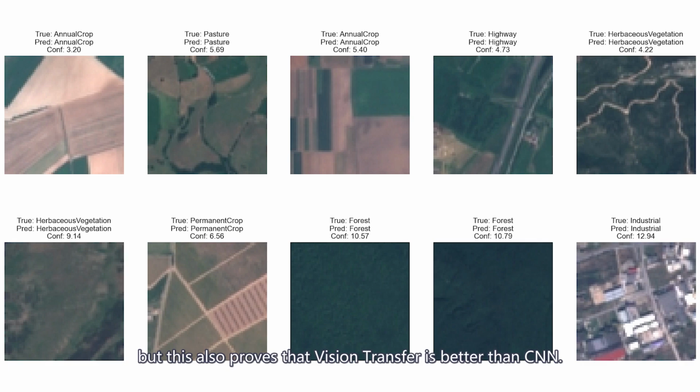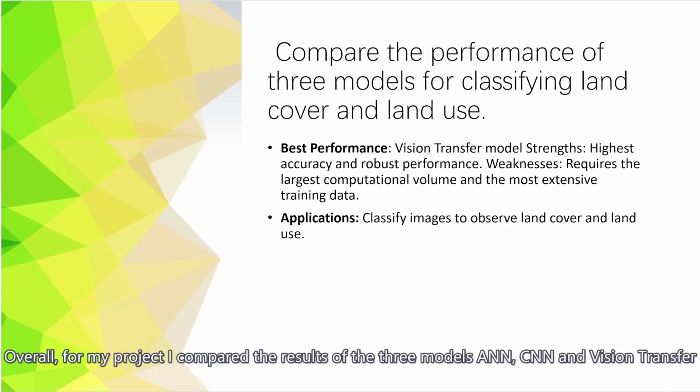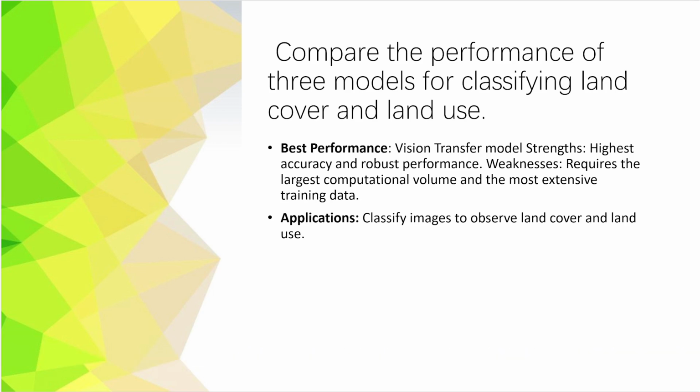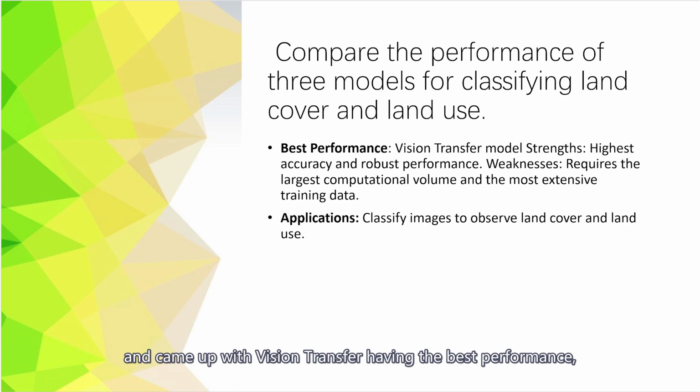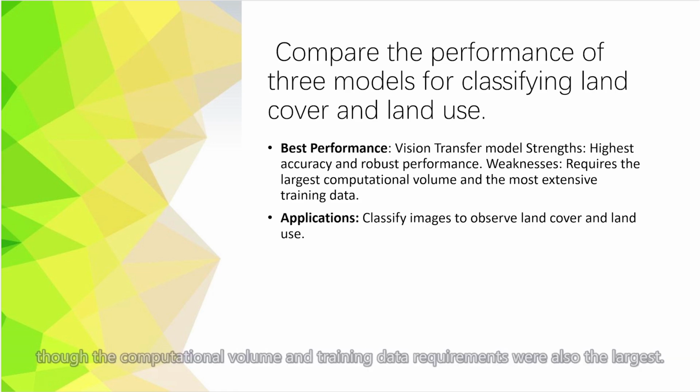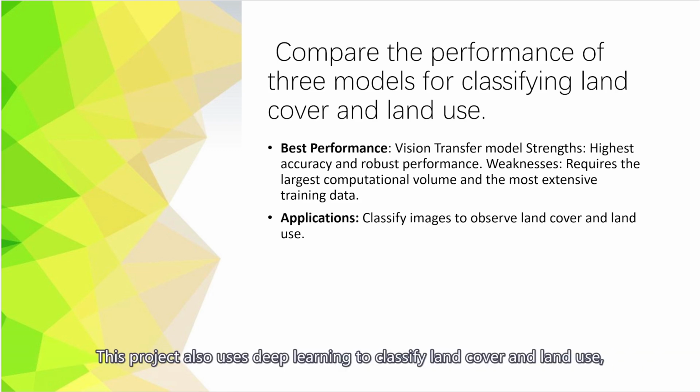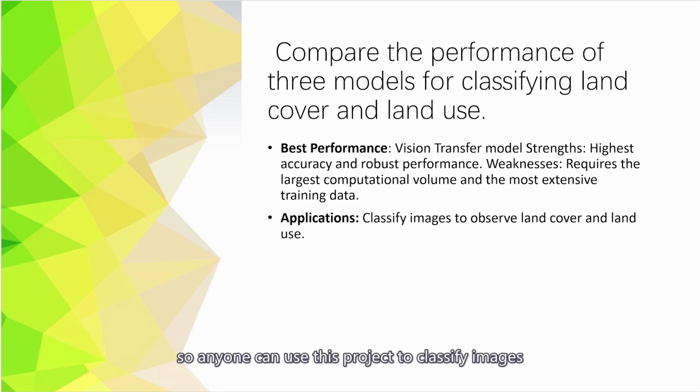Overall, for my project, I compared the results of the three different models, ANN, CNN, and vision transformer, and came up with the vision transformer having the best performance, though the computational volume and the training data required were also the largest. This project also used deep learning to classify land cover and land use, so anyone can use this project to classify images and observe the results for Earth observation.